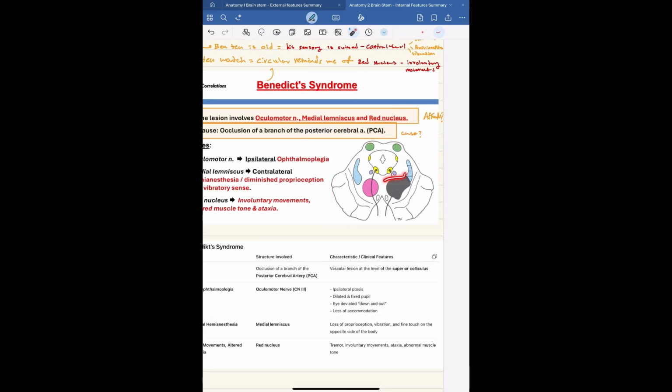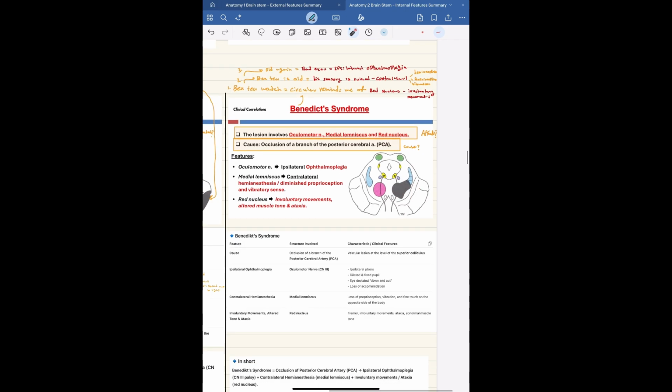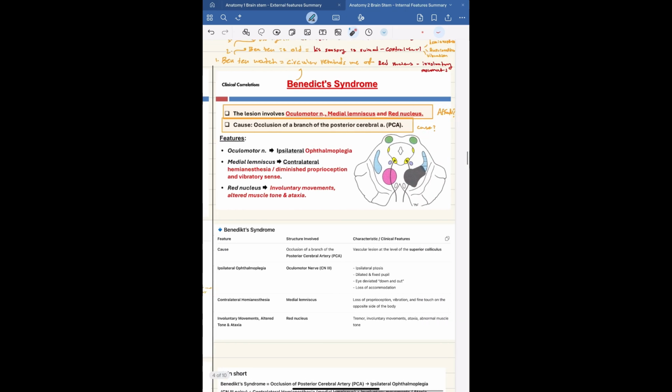The lesion, it's hitting your red nucleus. And notice, not only the red nucleus is affected, the oculomotor. And not only the oculomotor, the lemnisci. Which part of the lemnisci? The medial part, right? So what are the features? Oculomotor is hit, so what happens? Ipsilateral ophthalmoplegia. Medial lemnisci. Back to tractology. What will happen here? Contralateral hemianesthesia, remember? Proprioception, vibration, and all of that. Medial lemnisci, right?